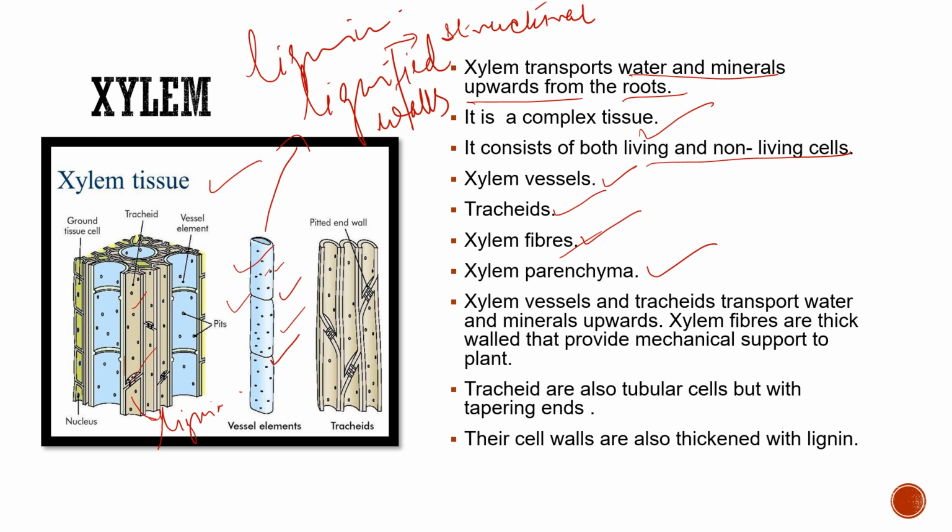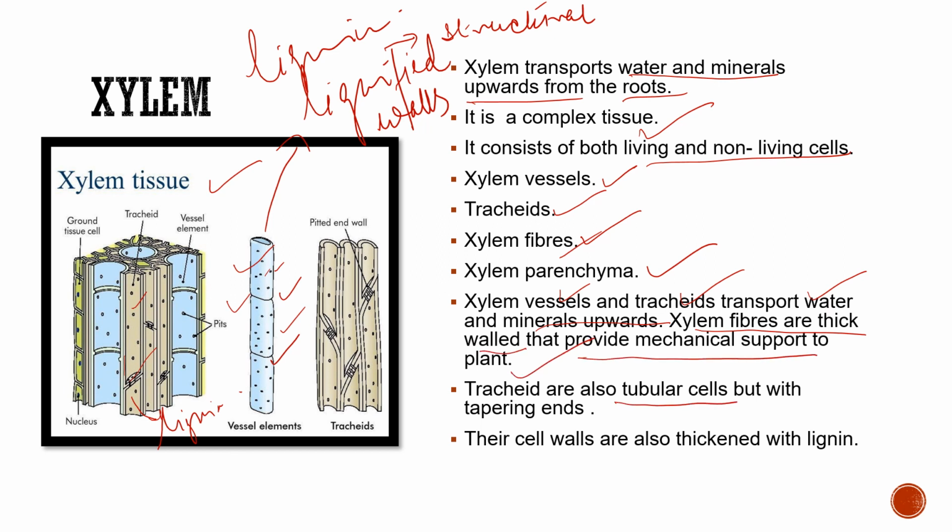We have told that they are providing mechanical support to the plant, whereas xylem parenchyma cells are storing water, minerals and carbohydrates for future use. Now xylem vessels and tracheids are transporting water and minerals upwards. Xylem fibers are thick walled and they are providing mechanical support to the plants.